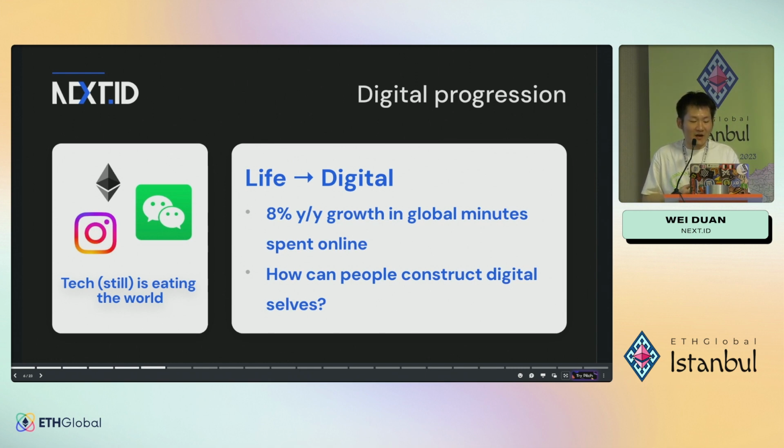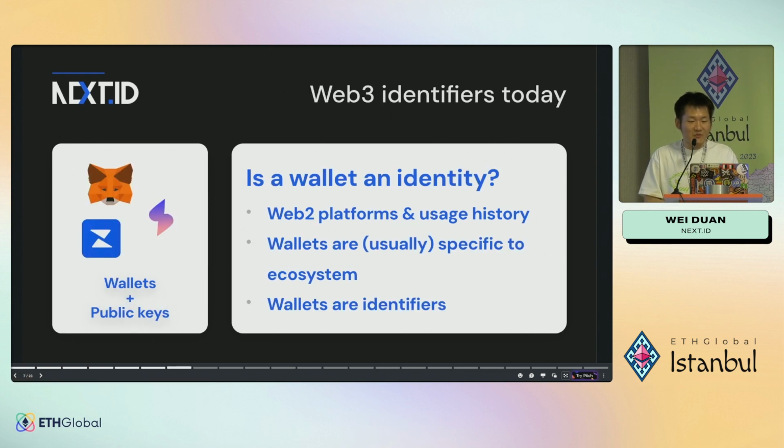You can see from the global market, people are spending at least 80% of their time online, and this keeps growing and growing. And the question lies, how can people construct digital selves in the future? What defines you and how you use IDs? Apart from the past experiences, we have identity cards from the government or central institutions. And here we come, we are entering the Web3 era, so we have Web3 identifiers today. And we want to propose this question: is a wallet really an identity? This is the question that intrigued us to take on the DID track.